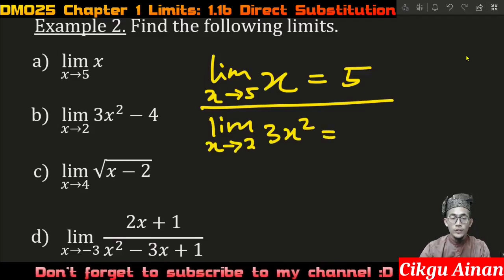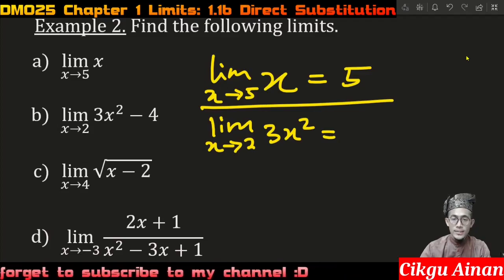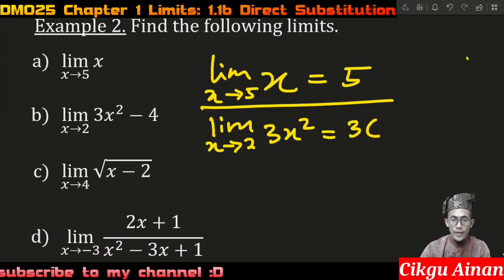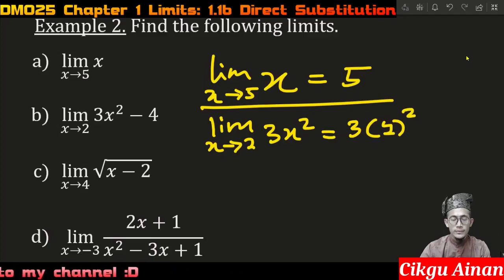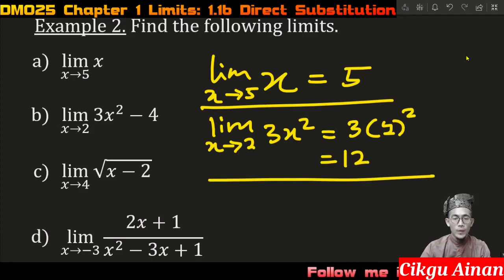Now, for this one, we do the same process. We substitute the value of x inside the bracket. So this one we take the power. 2 squared is 4. 4 multiplied by 3 is 12. Okay, now, next.